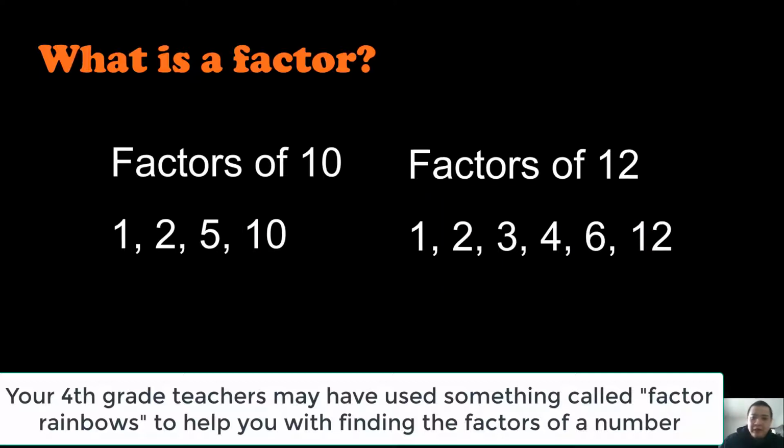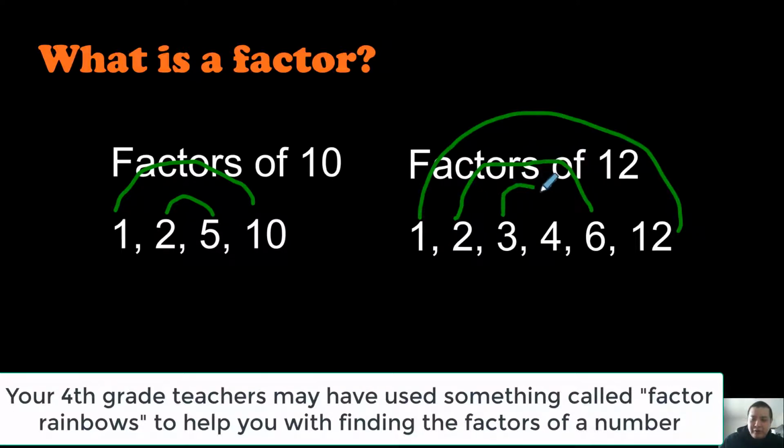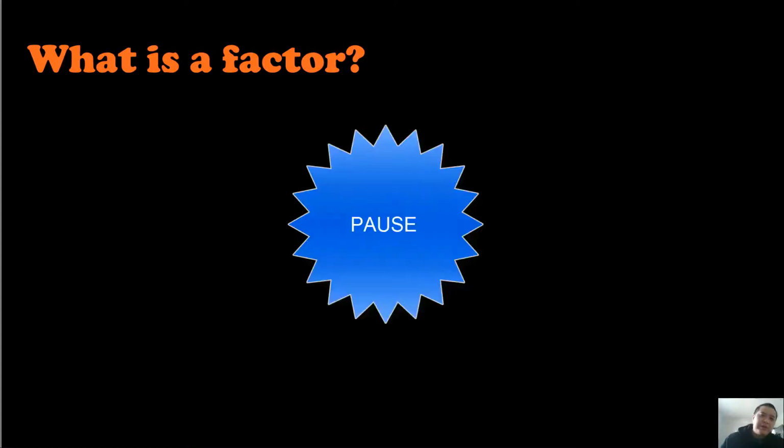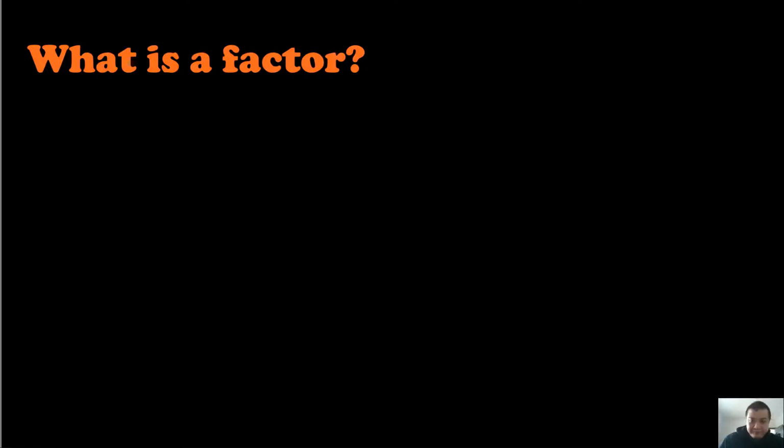You guys may recall a long time ago, you probably used something called a factor rainbow. Something that would tell you 1 and 10 multiply to 10, 2 and 5 multiply to 10, 1 and 12 multiply to 12, 2 and 6, 3 and 4. Those combinations get you 12. So, based off of that, I want you to pause the video and come up with your own definition for a factor. Okay? What does a factor mean in mathematics?